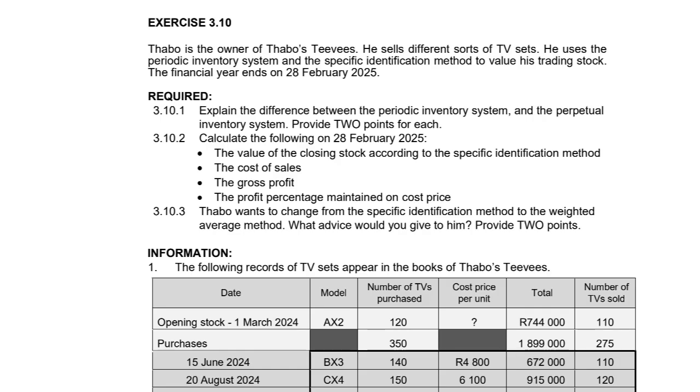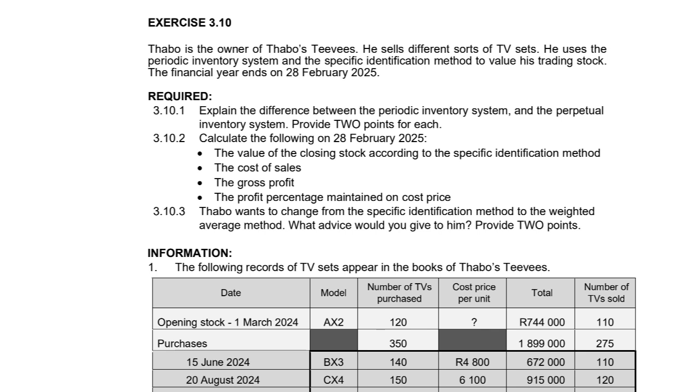Exercise 3.10. Tabu is the owner of Tabu TVs. He sells different sorts of TV sets. He uses the periodic inventory system and the specific identification method to value his trading stock. The financial year ends 28 February 2025.